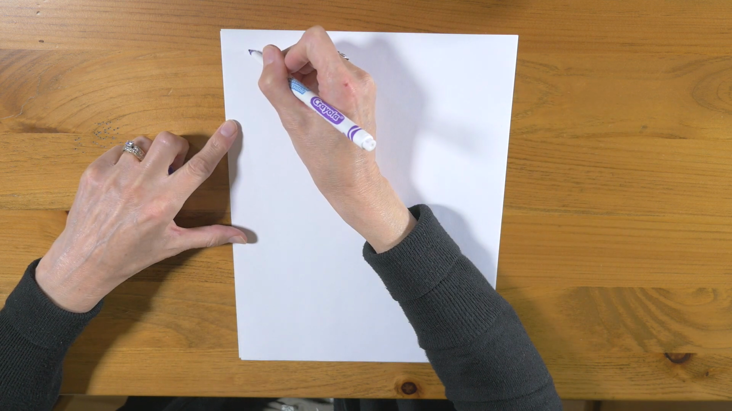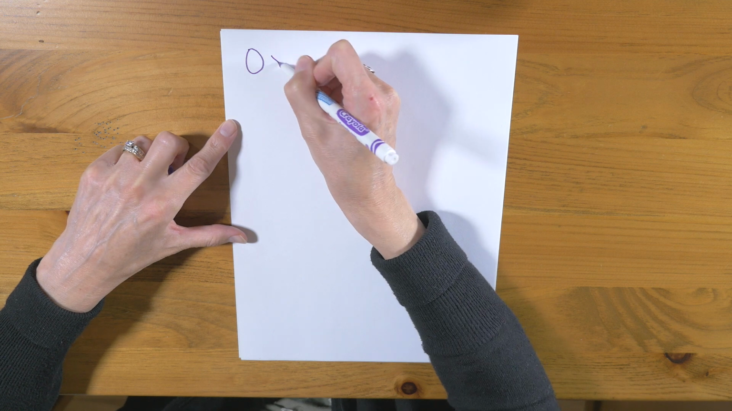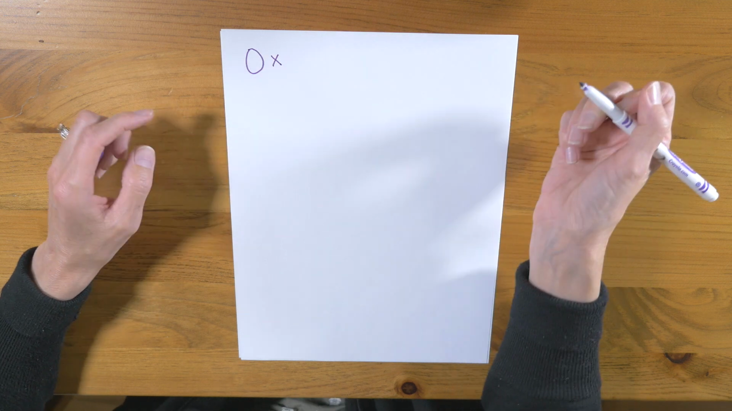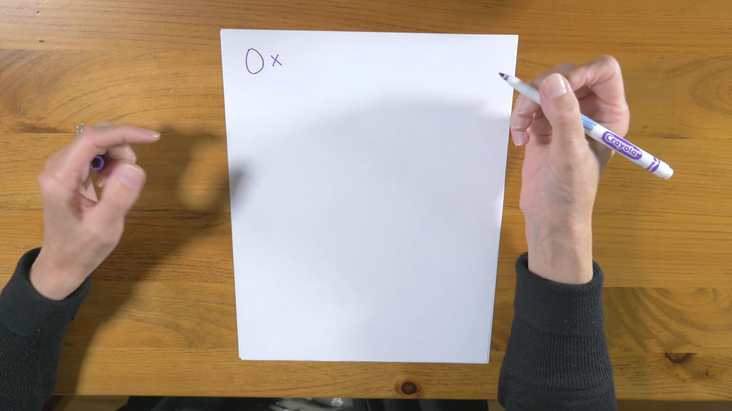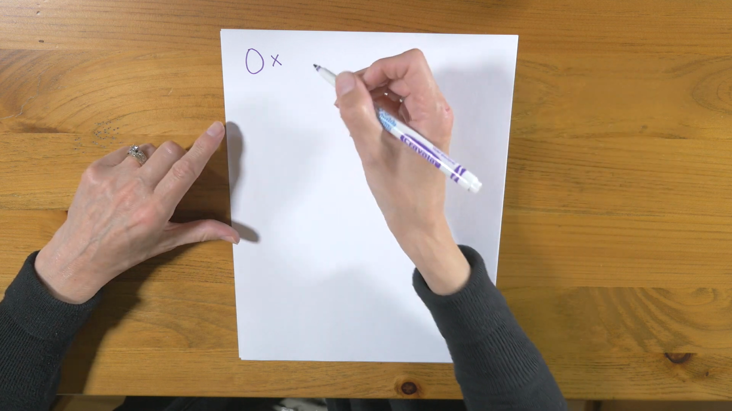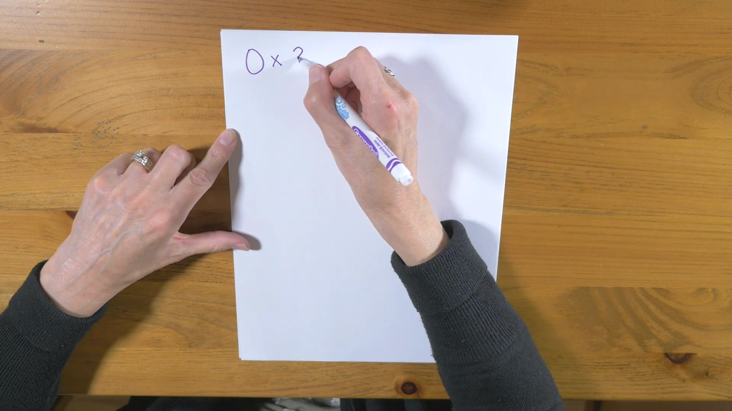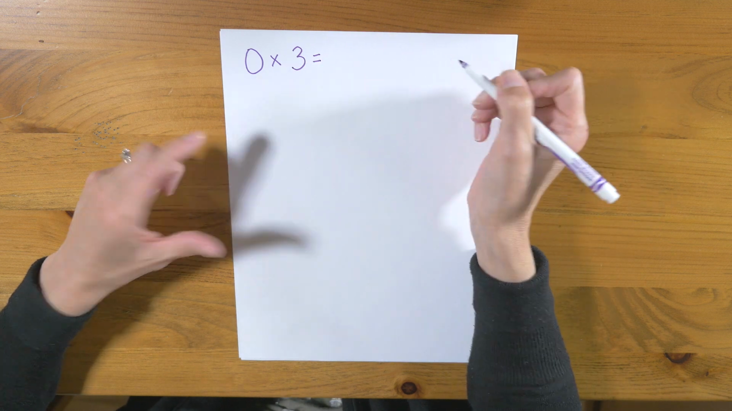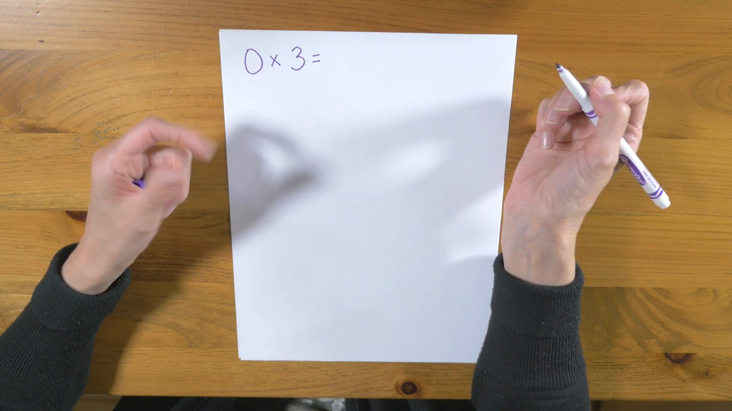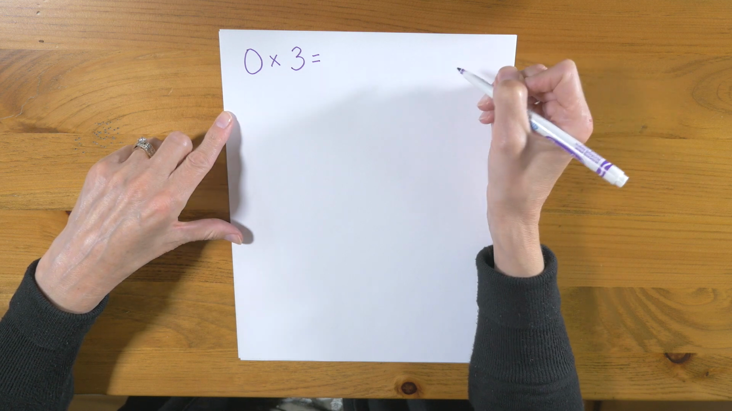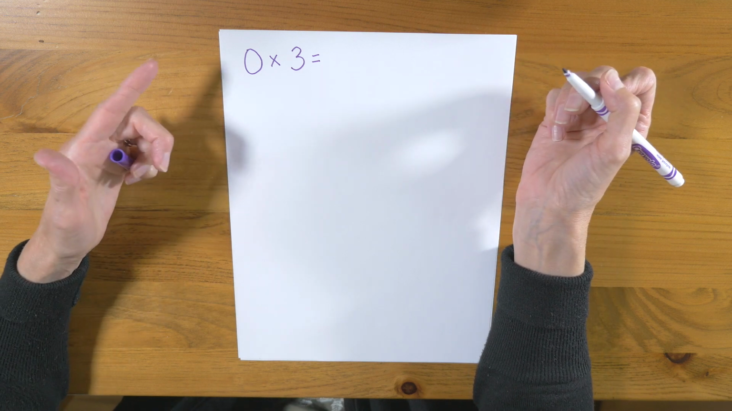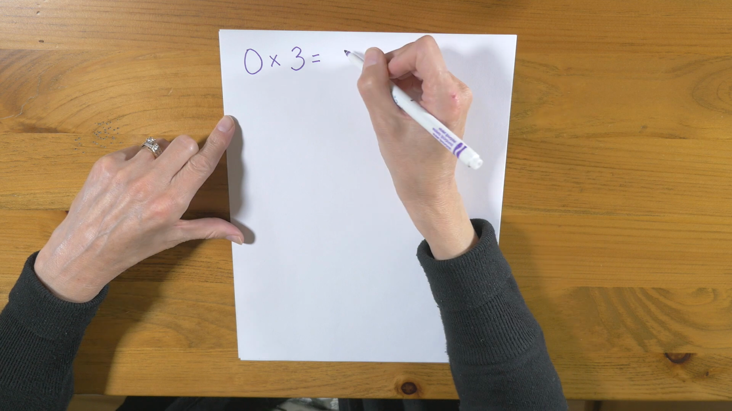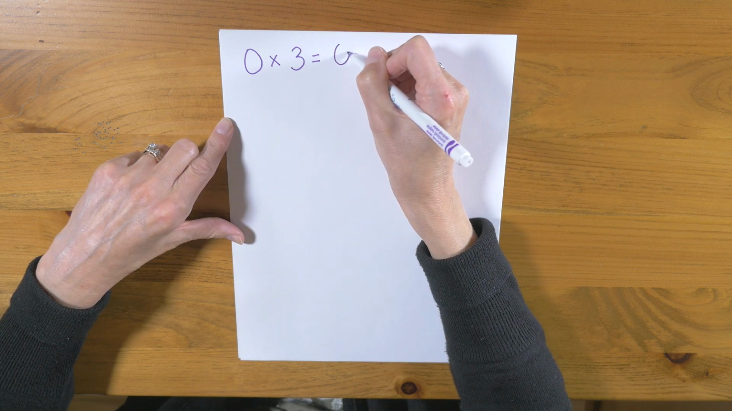So if we have 0 times something, we know that we have to make groups of. Let's just say we have 0 times 3. Well, if I'm making 0 groups, I can't put anything in the 0 groups. So automatically, my answer is 0.